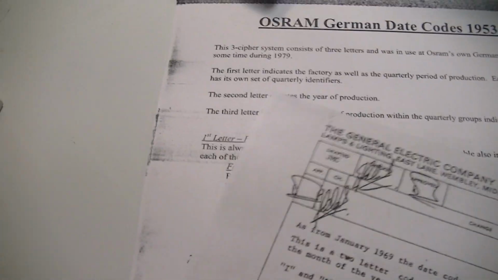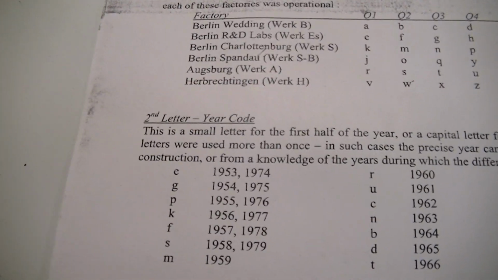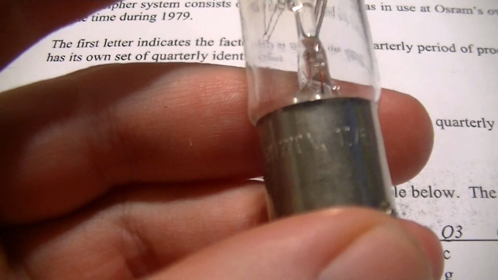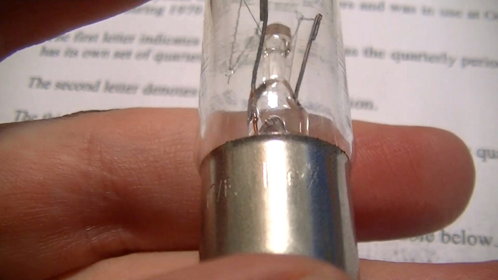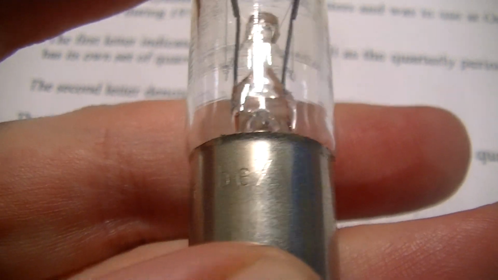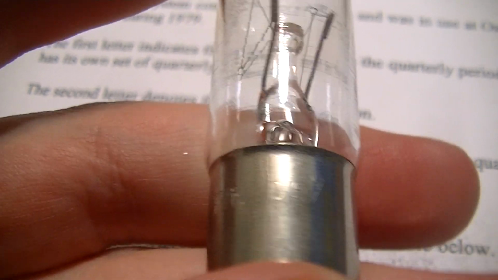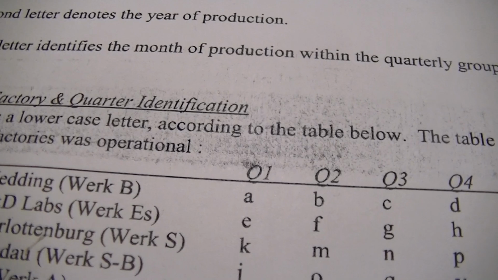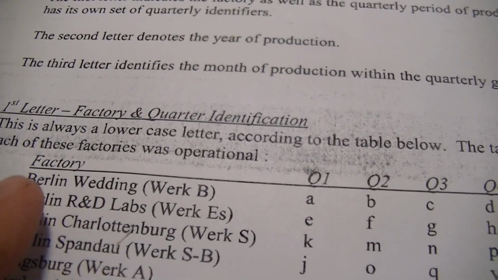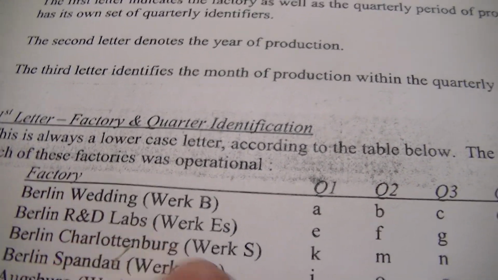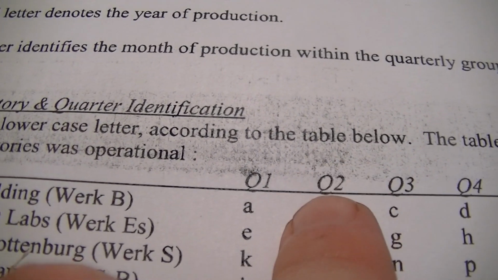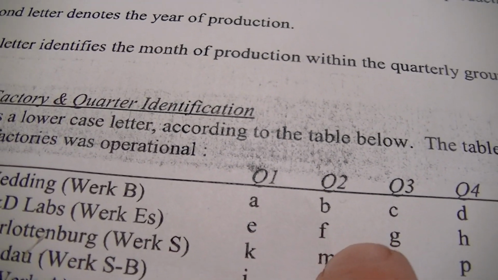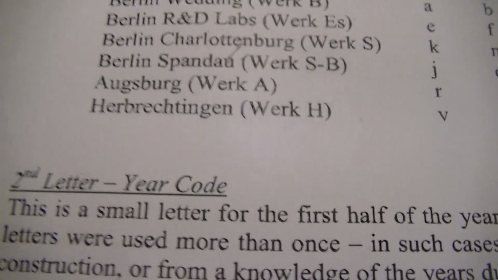Next up, this German Osram lamp. This is a much more complicated system. You can see there, lowercase b, lowercase e, capital X is the date code. And here's where it gets complicated, because the first letter, which is the B, refers to the factory, in this case Berlin-Wedding, but it also refers to the quarter of the year in which the lamp was made. In this case, the second quarter of the particular year.